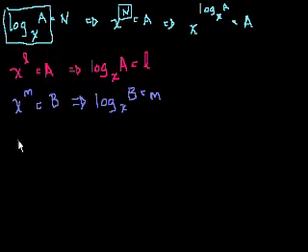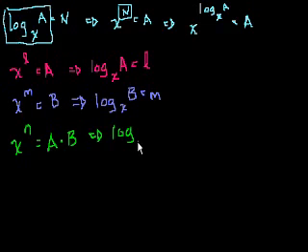Let me get another color. I have infinite colors. I will never run out. So let's say I have x to the n. You're probably saying, Sal, where are you going with this? But you will see. It's pretty neat. x to the n is equal to a times b. And that's just like saying that log base x is equal to a times b.